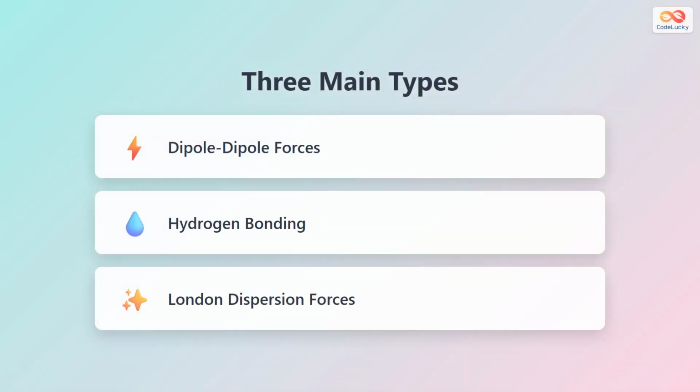There are three main types of intermolecular forces you need to know. First, dipole-dipole forces, which occur between polar molecules. Second, hydrogen bonding, a special and particularly strong type of dipole-dipole interaction. And third, London Dispersion Forces, which are present in all molecules but are the only intermolecular forces in nonpolar substances. Each type has unique characteristics and strengths.